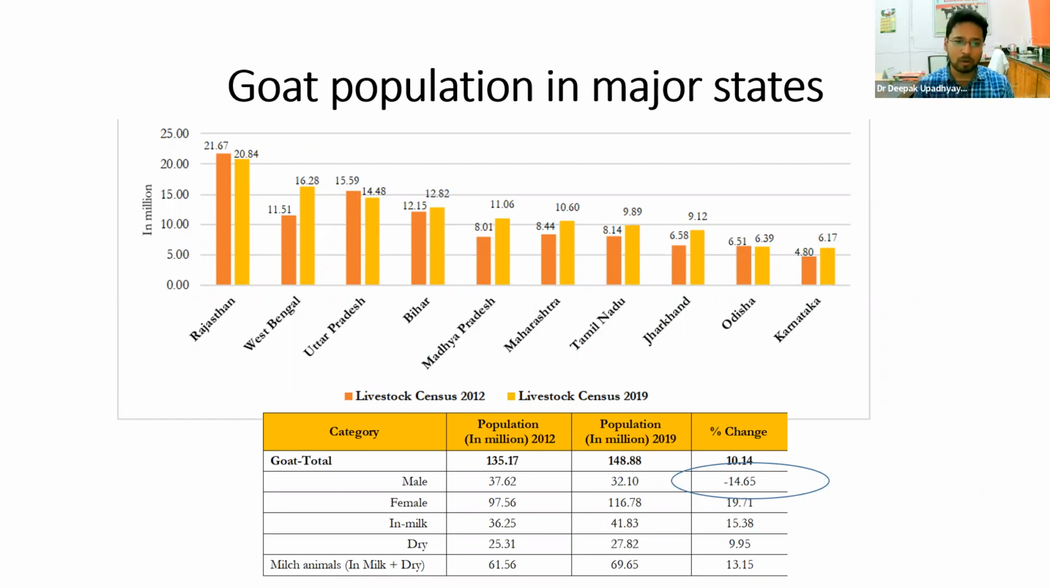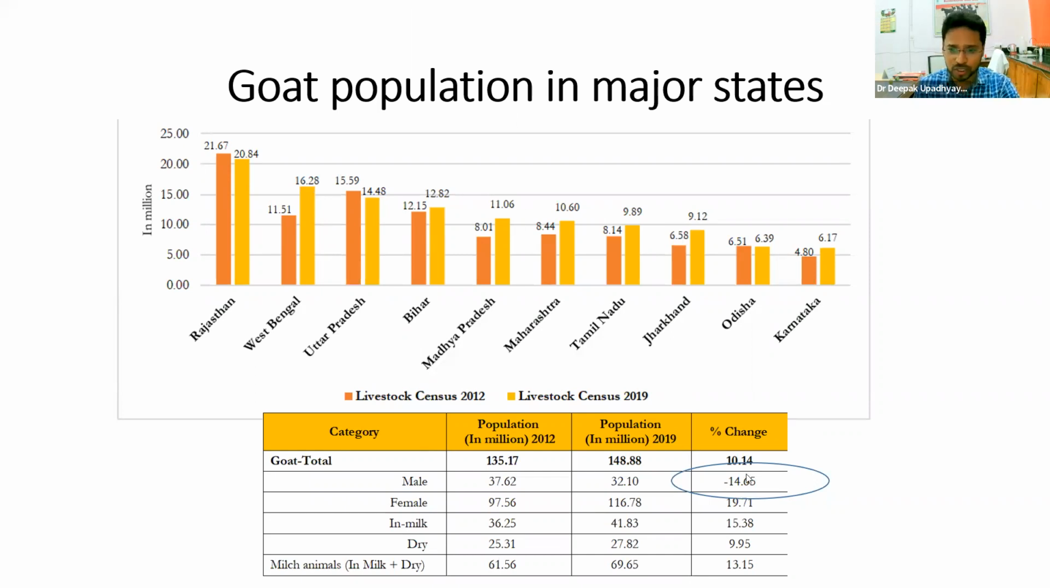So if we talk about the top 5 states with respect to the goat population, the first is Rajasthan. Second, West Bengal, Uttar Pradesh, Bihar, and Madhya Pradesh. These two bars show the previous census and the latest census. We see that except Rajasthan, where the goat population declined from 21 to 20, in all other states it is either stable or increasing rapidly.